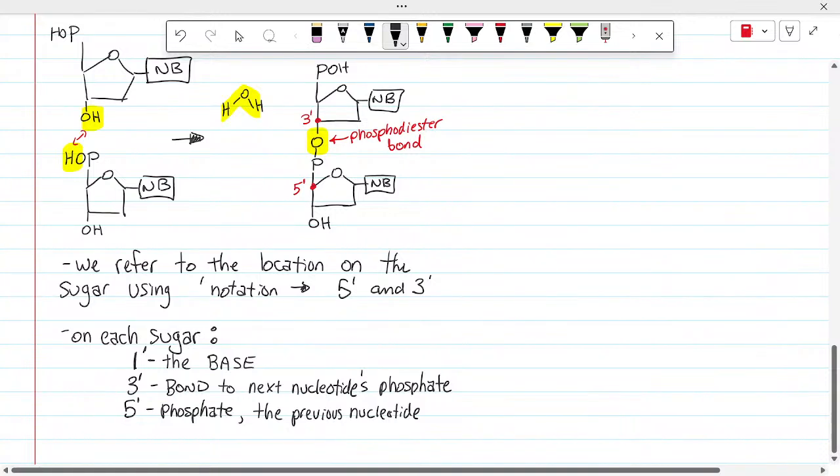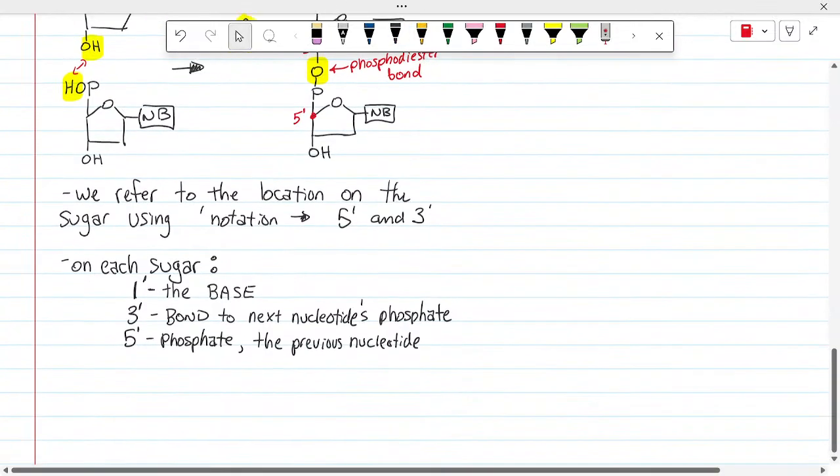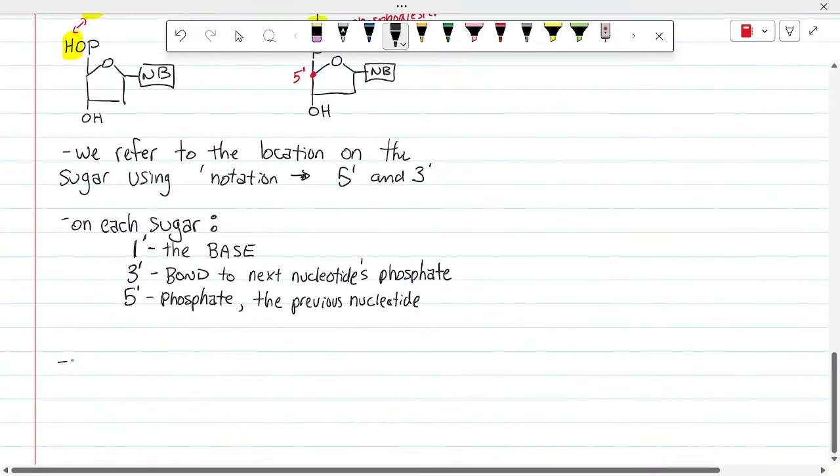So the 3' of one nucleotide is stuck to the 5' of the next, and the 3' of that one is stuck to the 5' of the next, and so on, and so forth. Right? So a single strand of DNA is just a chain of nucleotides.